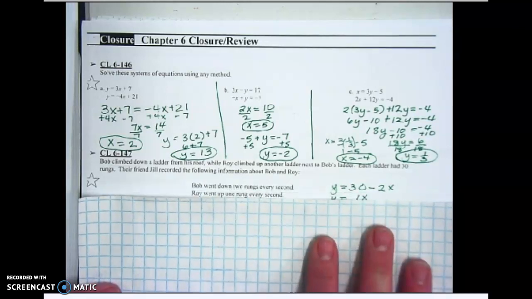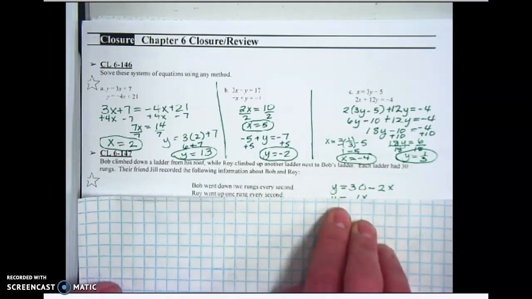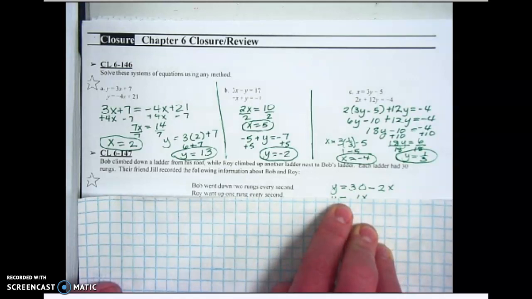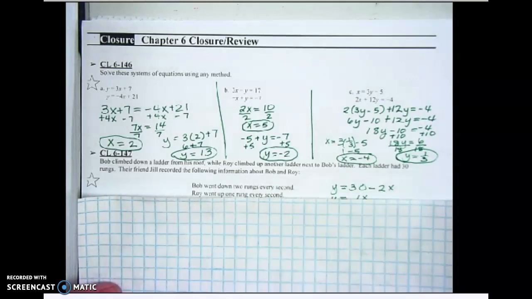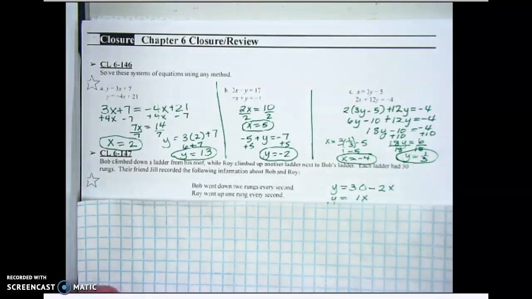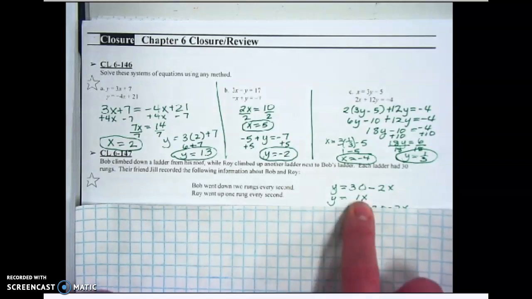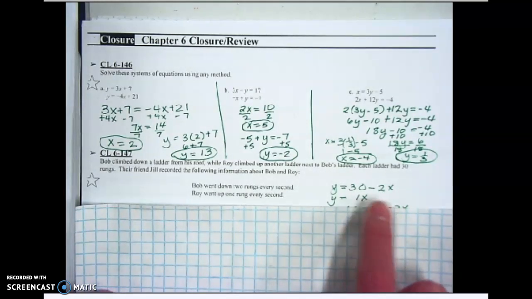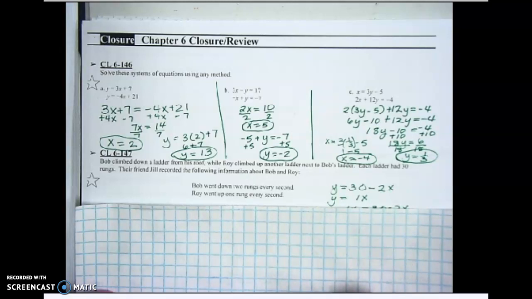Yeah, it's y equals. Then his friend Roy is climbing up the ladder. So he's starting at 0. Do I need to write 0? No, not necessarily, but he's going to go up one rung at a time. So 1 times x. All right?